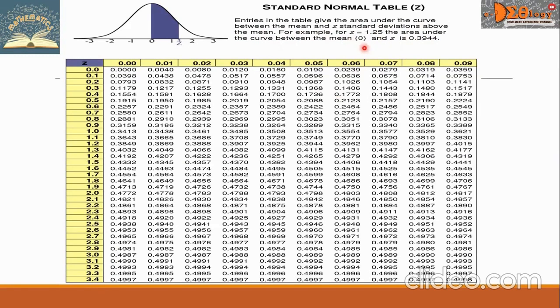In looking for the area of z equals 1.25, first, let us consider the first column. Let us look for the 1.2 value, and it's here. And then, on top is our first row that we need to look for the 0.05. The intersection of these two numbers is the 0.3944, and this is the area.